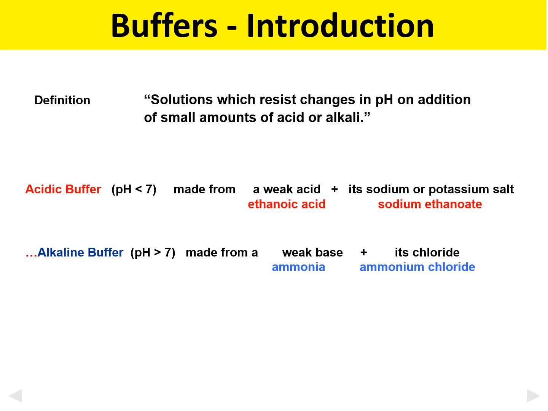We can get two types of buffers. We have acidic buffers, which are the more common buffer that we're going to look at in this topic, which are made from a weak acid and its sodium or potassium salt. We can meet alkaline buffers, which are made from a weak base, for example ammonia, and its salt, ammonium chloride.